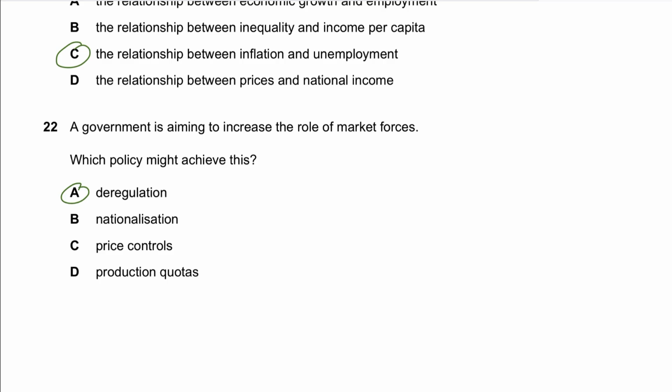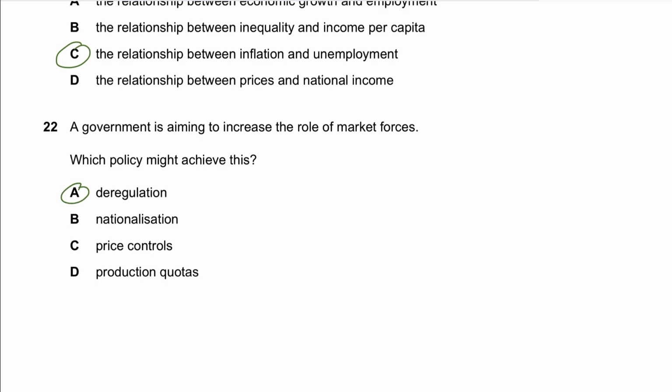Firms and consumers would have more freedom to respond to not only price signals, but to competition and profit incentives and consumer choices and all of that stuff. So this is what it means when you say encouraging the role of market forces, right? It means giving the firms and consumers more freedom to respond to price signals, competition, profit incentives, and consumer choice. So deregulation is a policy that moves the economy and society closer to market-based systems. That's why A is correct.